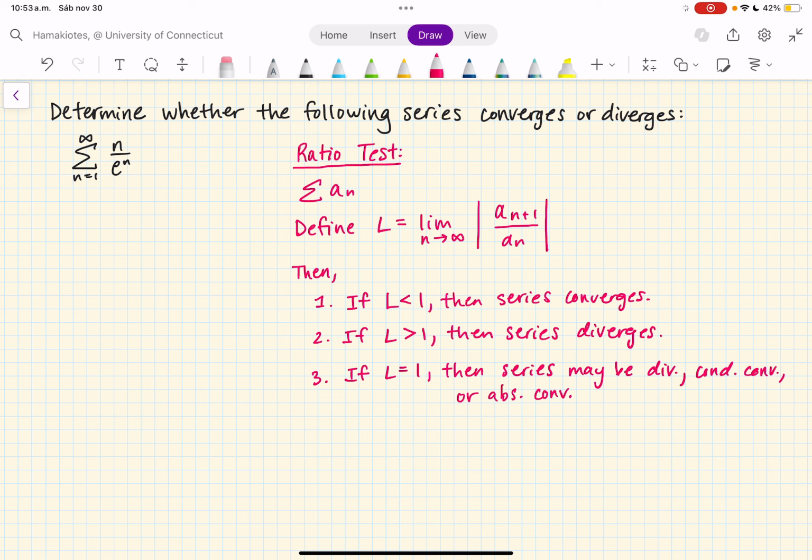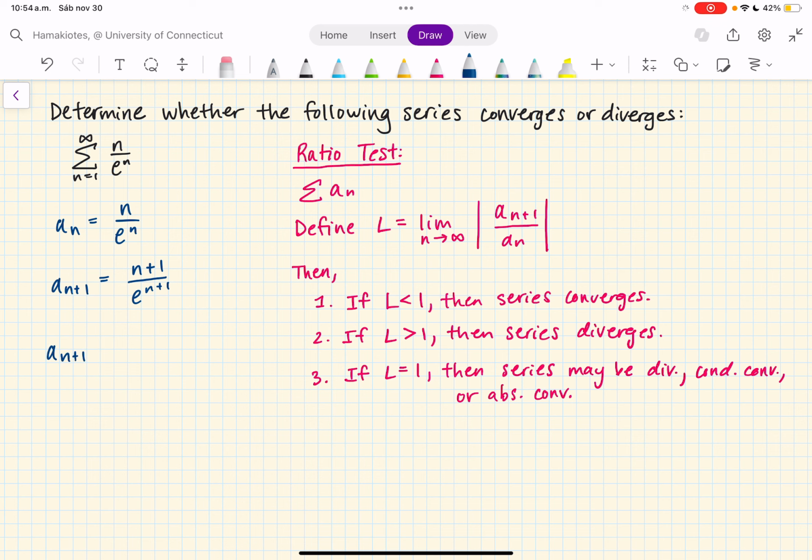Now, in our case, a_n equals n over e to the n, and a sub n plus 1 is equal to n plus 1 over e to the n plus 1. So the reason we might want to use a ratio test for this is because if I do a_n plus 1 over a_n, I'm going to get some cancellation and I'll get a nice limit. So I guess one of the telltale signs for this problem is that I have something raised to the nth power and then n over that.